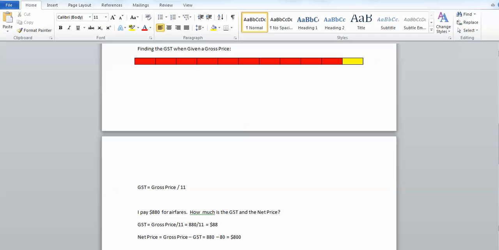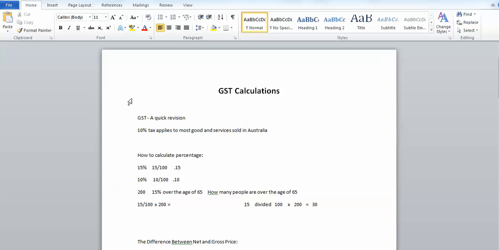So as a quick revision to finish, let's go through these things once again. The GST, it's a 10% tax that applies to most goods and services sold in Australia. To be able to understand that, we have to be able to calculate percentages. Percent just means per 100. So 15% is just 15 divided by 100. 10% is 10 divided by 100.